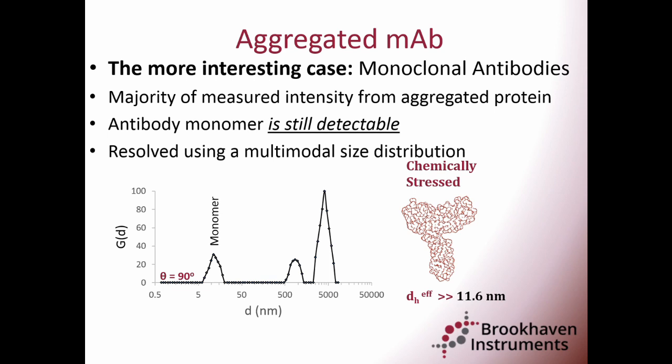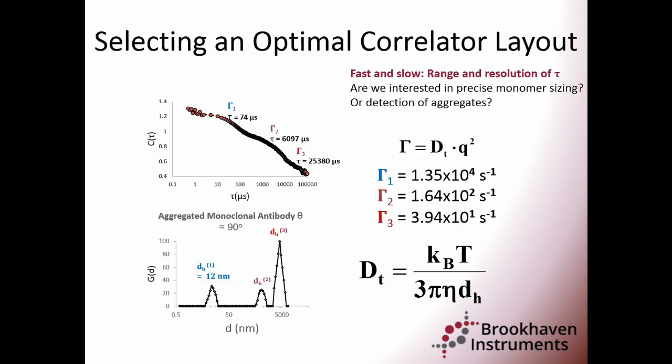So how well do we actually do at measuring the size of unaggregated protein in the presence of large aggregates? The answer is we actually do pretty well. Again, we get a hydrodynamic diameter of 12 nanometers for our antibody monomer, our mAb monomer, and then we see our aggregate peaks are substantially larger. Notice that our decay rates are orders of magnitude apart. So we're able to actually resolve all of these, and we can accurately measure the size of a small protein monomer, even though the majority of our signal is actually coming from the aggregated protein.